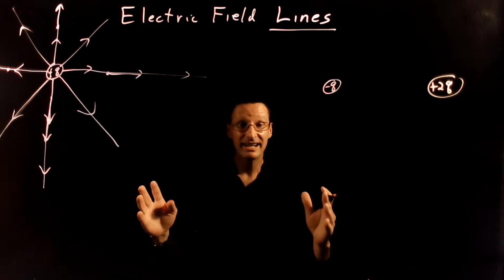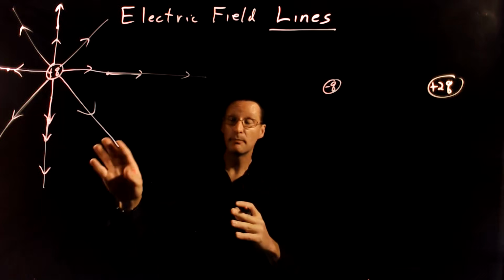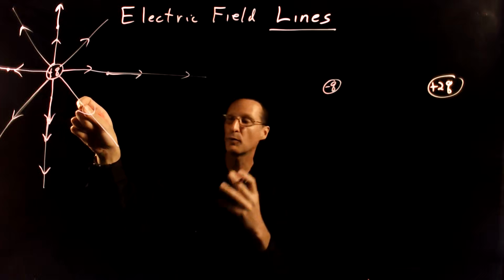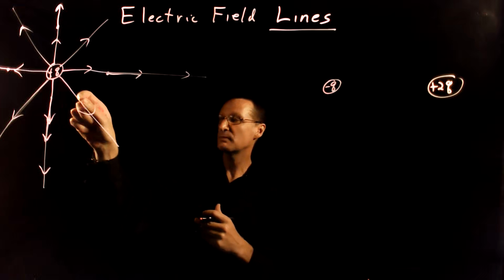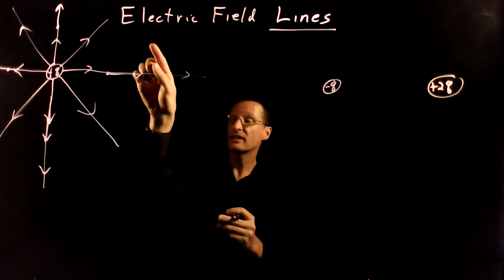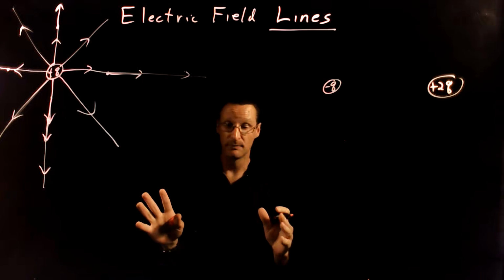So that's one of the main ideas in electric field lines: the density of lines, or the number of lines, or the spacing of the lines, tells you about the force. Here, the force is big because the lines are spaced close together. Here, or here, or here, the lines are far apart, so the electric field is a lot lower.